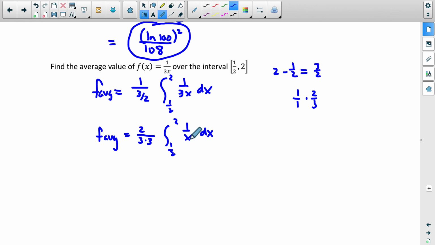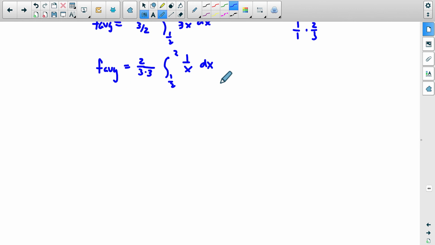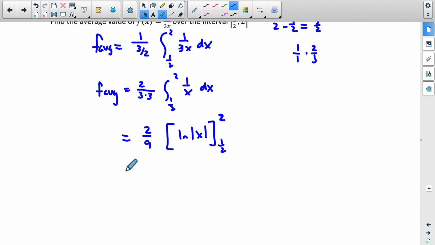That look familiar? It should. If you take the integral of 1 over x, remember what you get? You get ln x, natural logarithm of x. So we have 2 over 9 when we multiply the 3 times 3. And then we have natural logarithm of the absolute value of x from 1/2 to 2. So 2 over 9. Now, let's see what this equals.